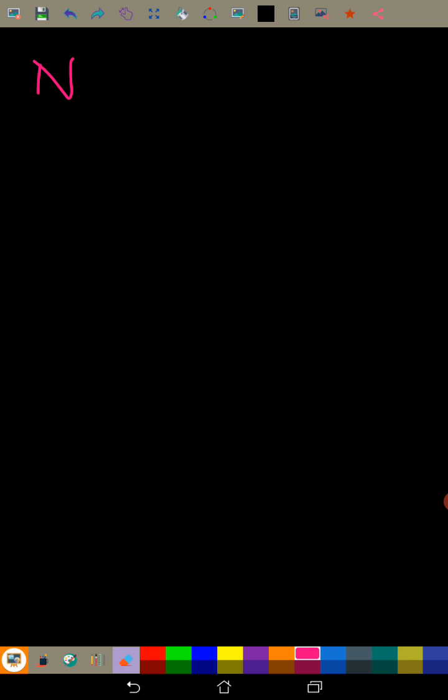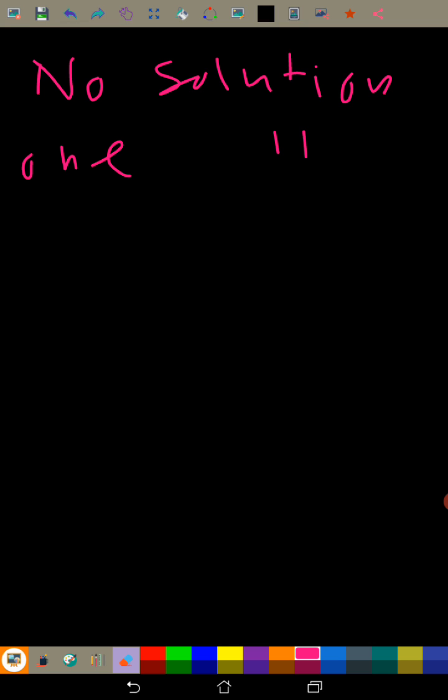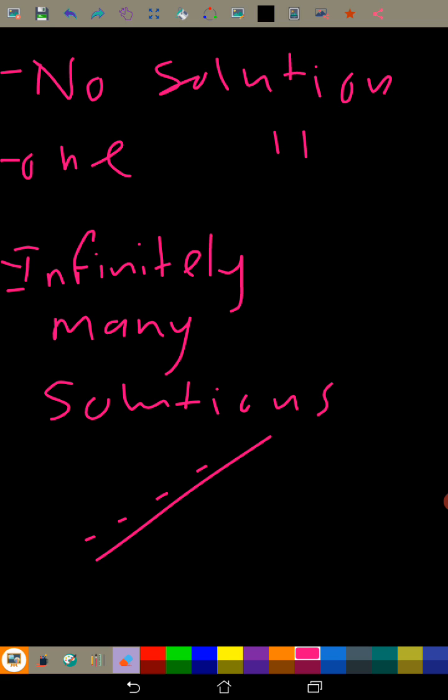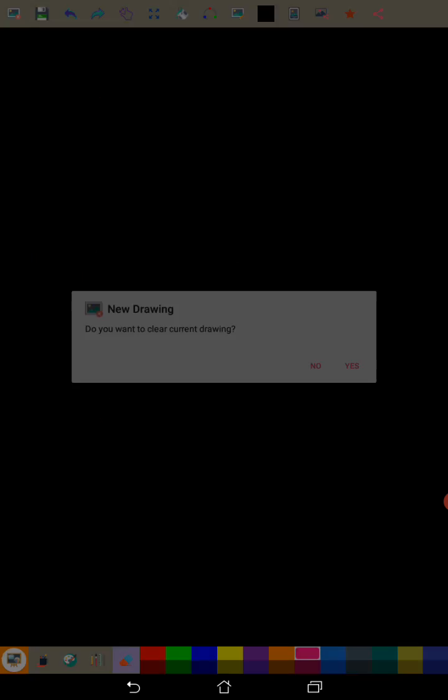So it can have no solution, one solution, or infinitely many solutions. That's in the case I just showed. So this is the first case, second case, third case, when they are just two same lines. Okay, that's about this characteristic, or different cases that you might have.